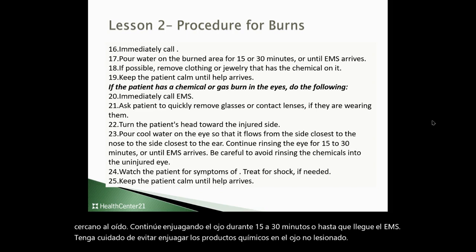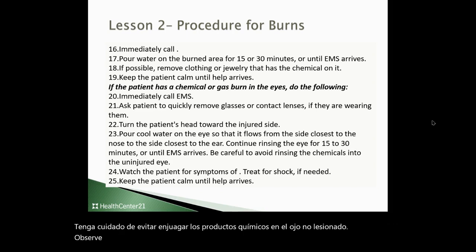Watch the patient for symptoms of shock. Treat for shock if needed. Keep the patient calm until help arrives.